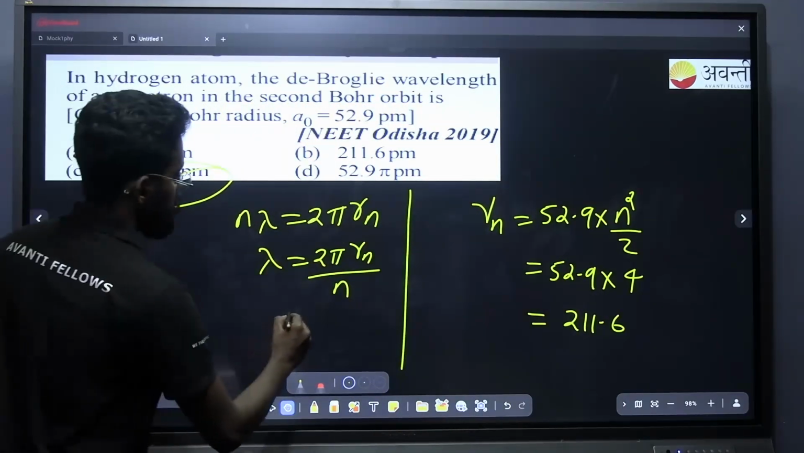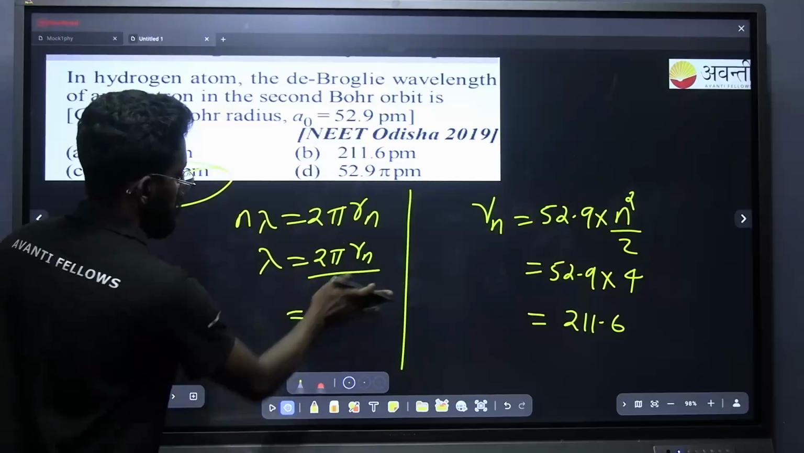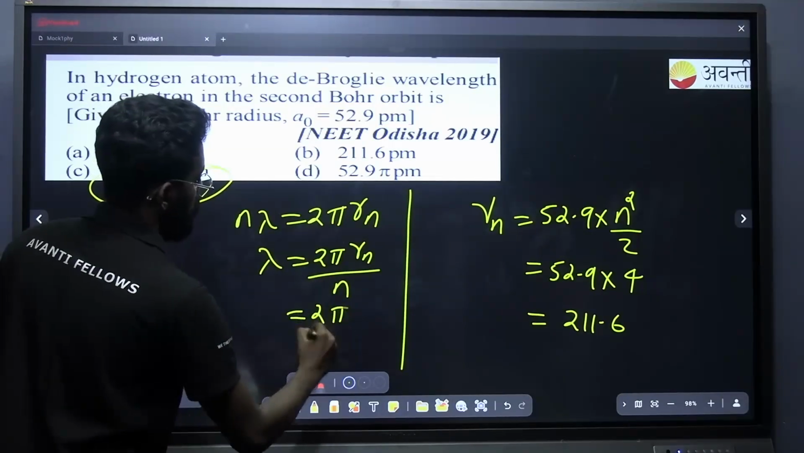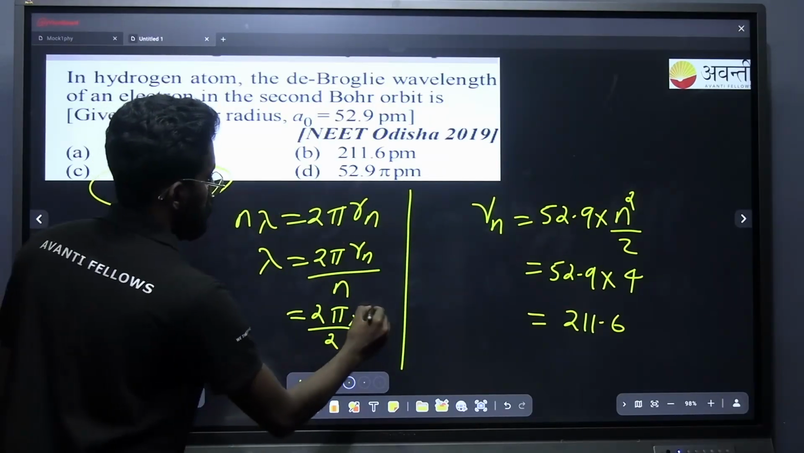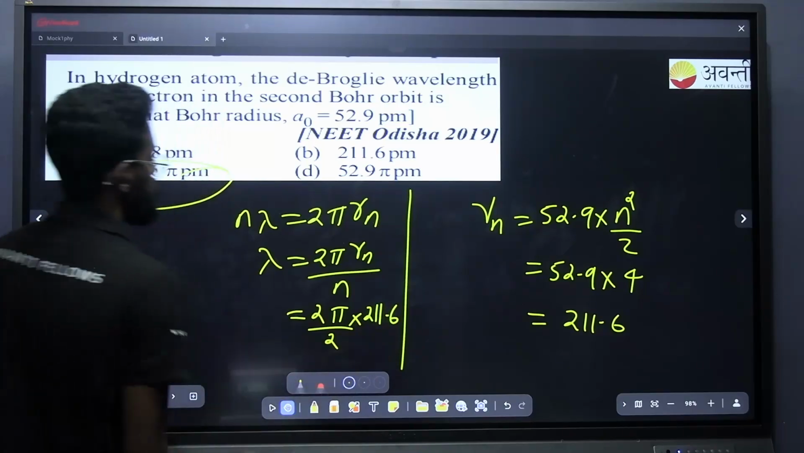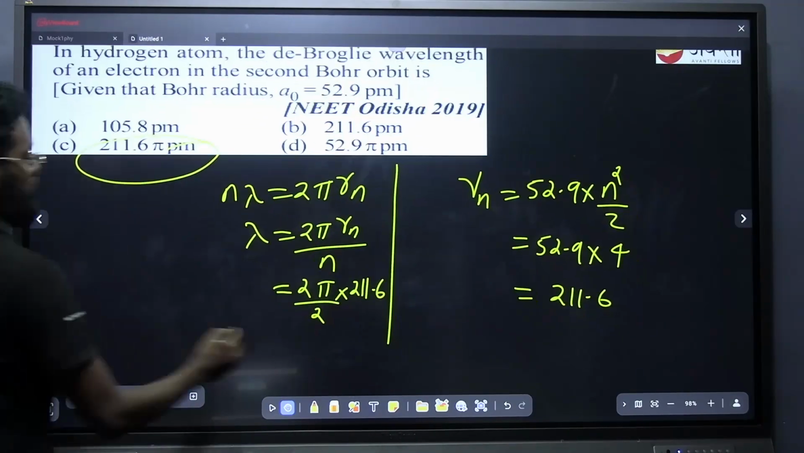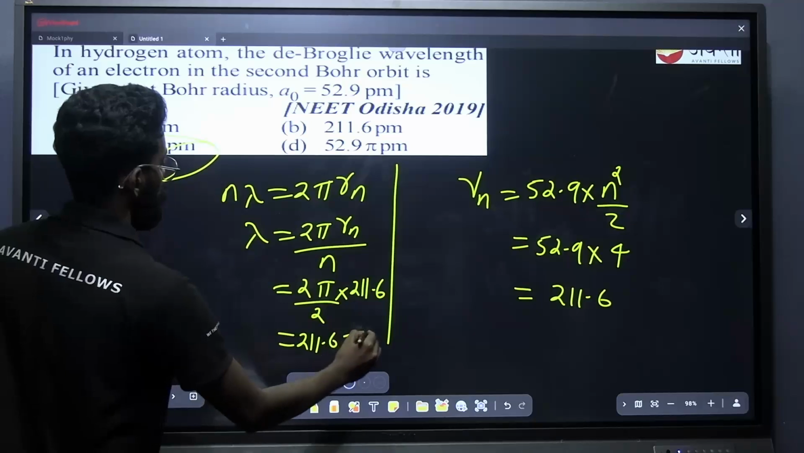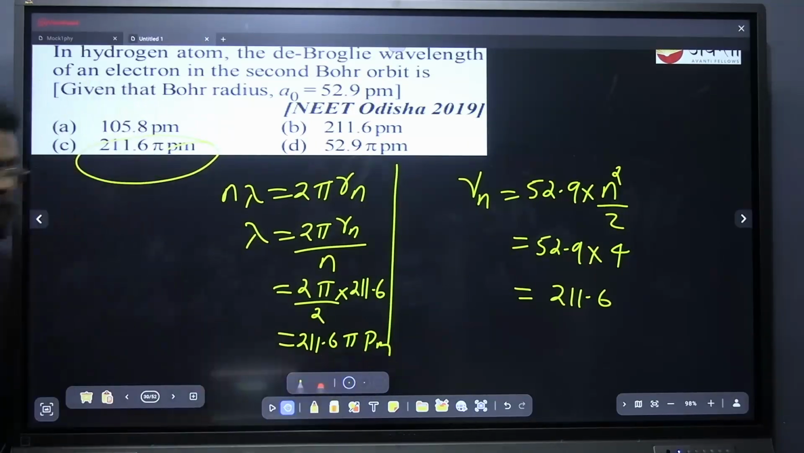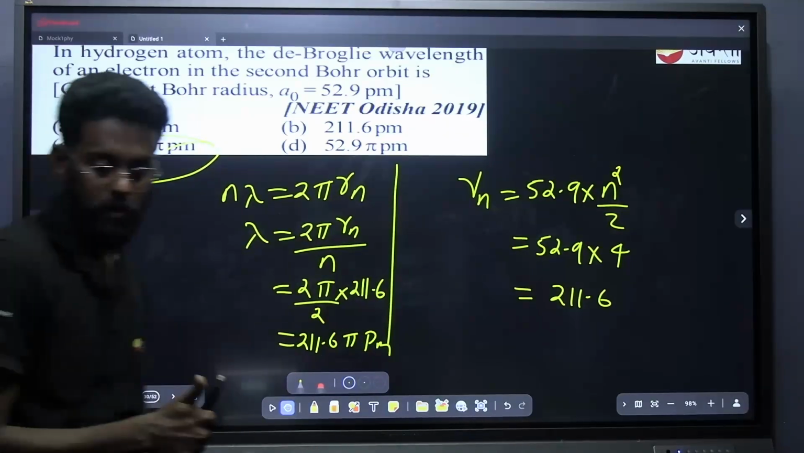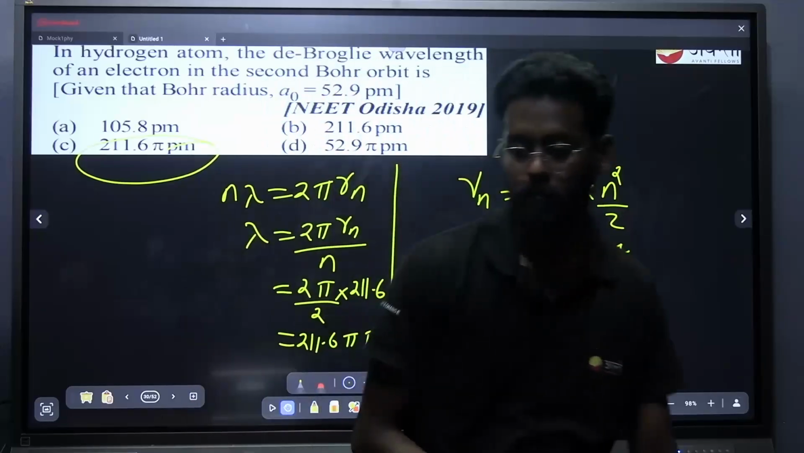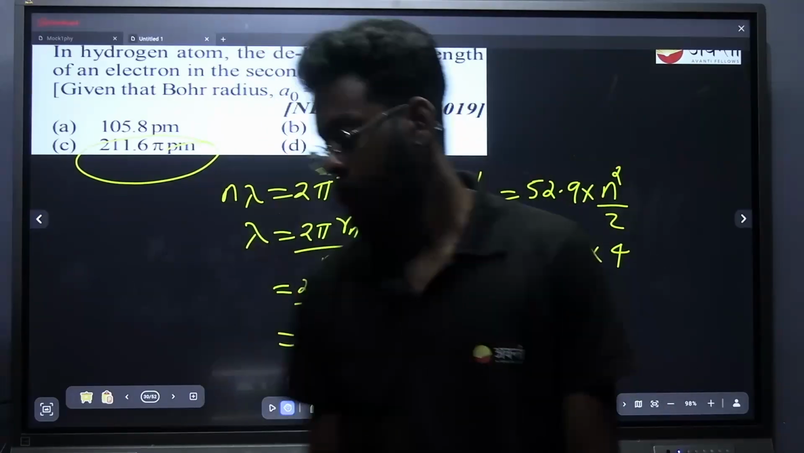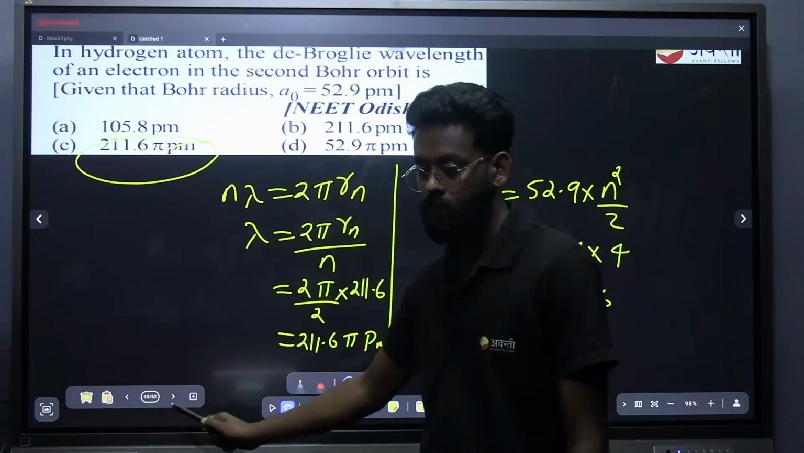Right. Now I want to substitute that over here. 2 pi by 2 into 211.6. You will be getting the answer 211.6 pi picometer. Got it? Everyone? Yes, sir. Okay.